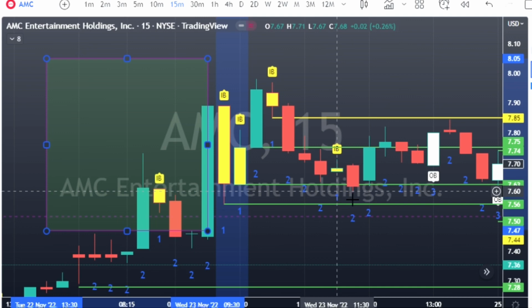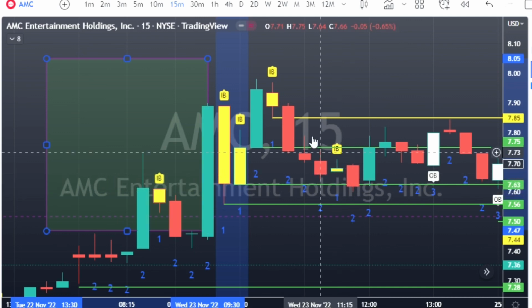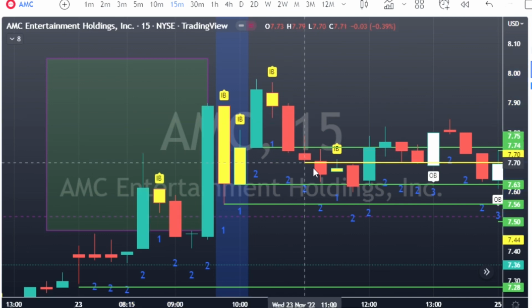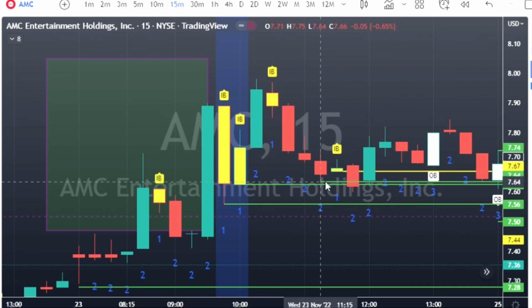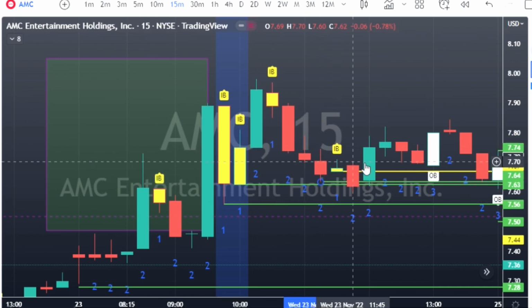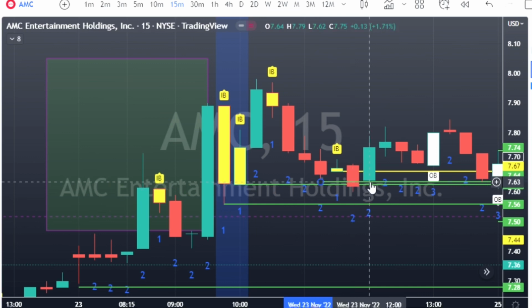You could take profits there, or you could wait and hit targets again. Same thing. You could have done it off of this inside bar where you break the trigger, you break the low of that inside bar. That's the direction it went, and you take your targets. Hit 2 targets.